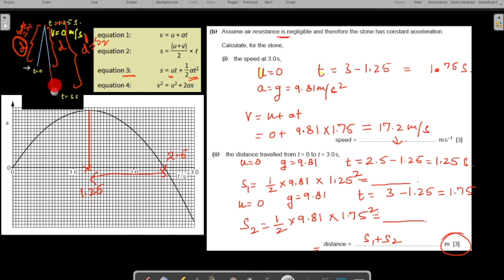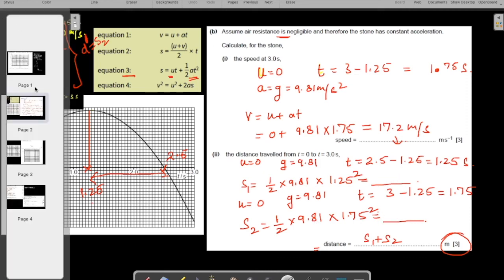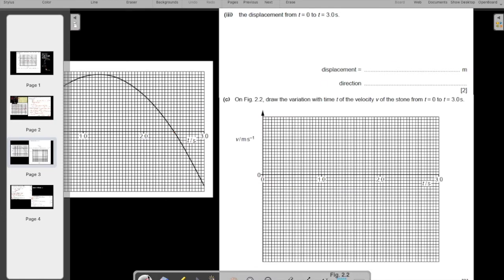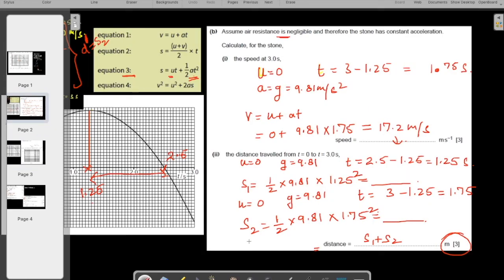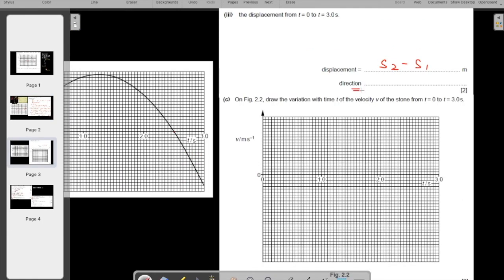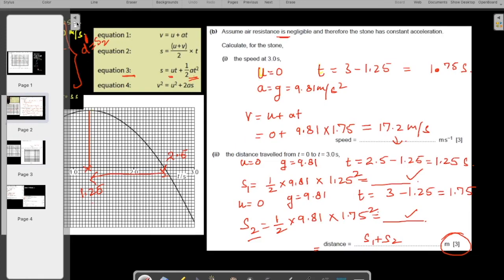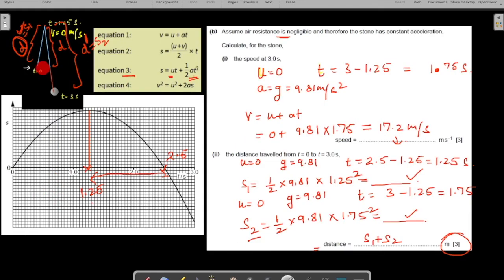And what should be the length of the red line? It should be S2 minus S1, because S1 is the same as this blue line. So S2 minus S1. Whatever S2 you have calculated here, subtract S1 from it, and it will give you the displacement. You'll get your values, you'll have to use a calculator. This is your S2 and S1. And what is the direction? Look at the picture again. What is the direction of the displacement? It is downwards.